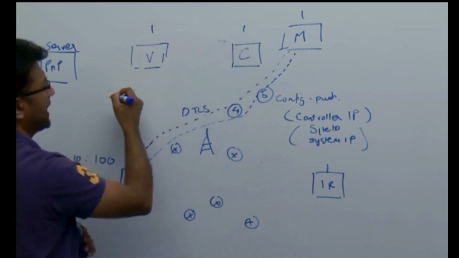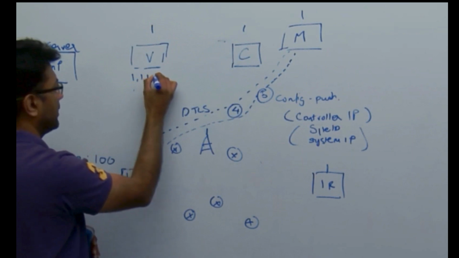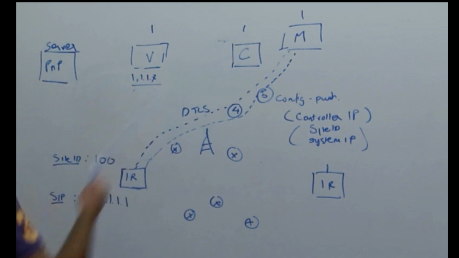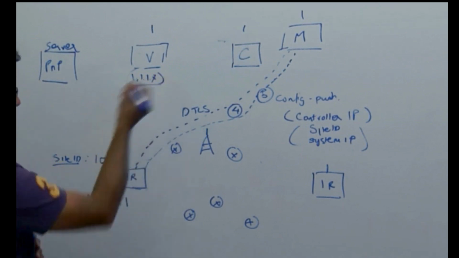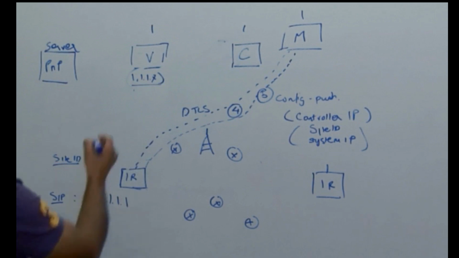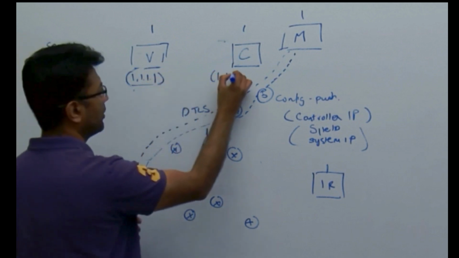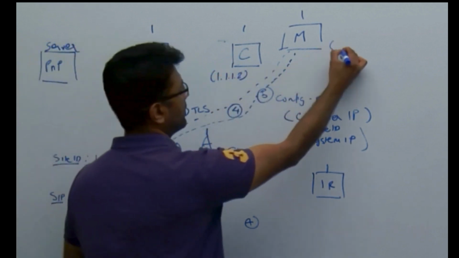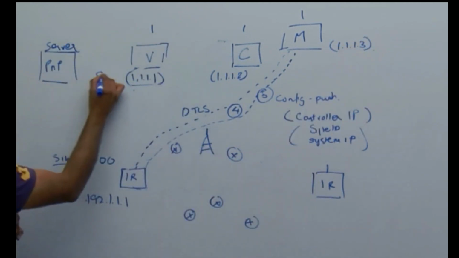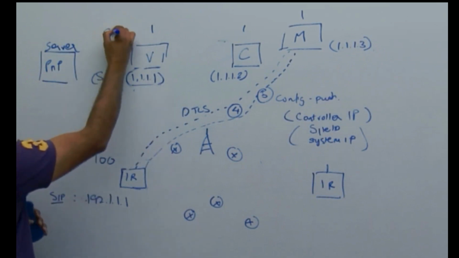And the controllers have a site ID of 1 and a system IP of 1.1.1.x, depending on how you want to create the IP addressing or site ID and system IP notation for the controllers. So let's give this 1.1.1.1, let's give this 1.1.1.2, and this will be 1.1.1.3. Those are your system IPs for the controllers, which we really don't need at the moment, but they'll play a role later.